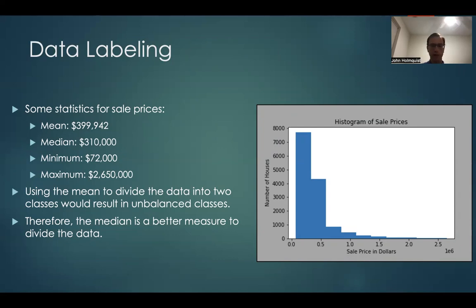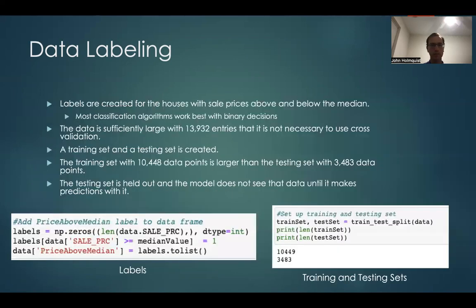So using the mean to divide the data would make the classes unbalanced, and models tend to perform better with balanced classes. So therefore I use the median, because that's a better measure to divide the data if I want good model performance. So I created labels for the houses with sale prices above and below the median. And I chose two classes because most classification algorithms work best with binary decisions. You have to do some extra stuff if you want a model to predict more than two classes.